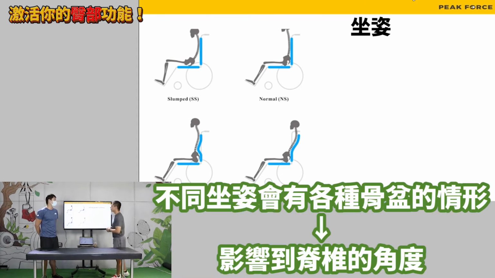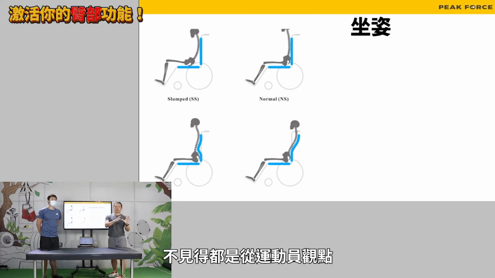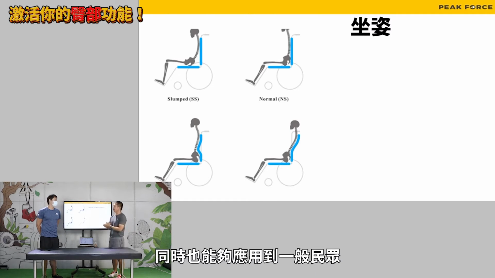So as you can see here, I'm talking about hip muscle activation, not only from the athlete's perspective, but also for the general population too.